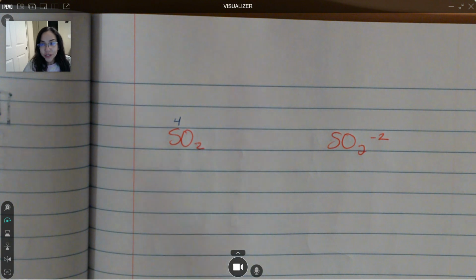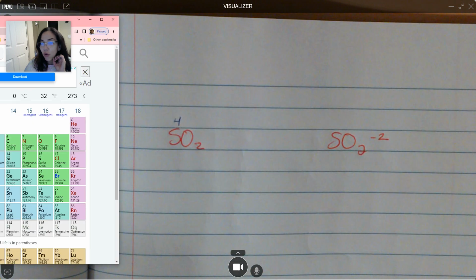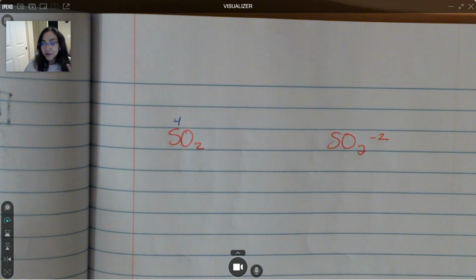All right, sulfur and oxygen are exactly the same. They're both in group 6A. Okay, there we go. Here's sulfur, and here's oxygen. They're both in group 6A. So that means they each have 6 valence electrons. That means they can both make a -2 charge.